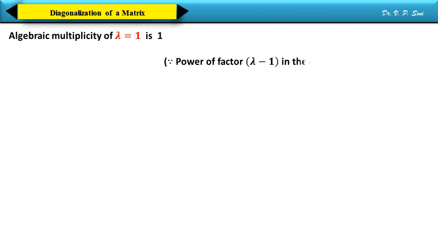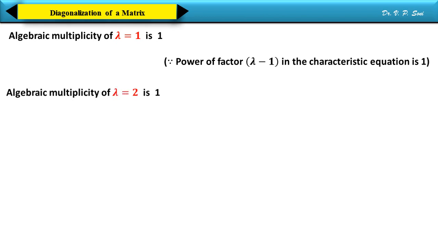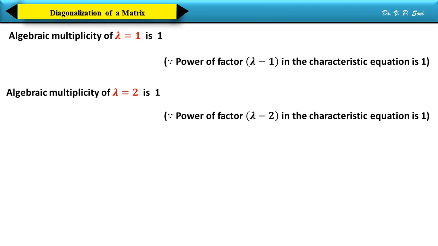Here the algebraic multiplicity of λ = 1 is 1, because the power of the factor (λ − 1) in the characteristic equation is 1. And the algebraic multiplicity of λ = 2 is 1, because the power of the factor (λ − 2) in the characteristic equation is 1. Now we find the eigenvector corresponding to each eigenvalue.